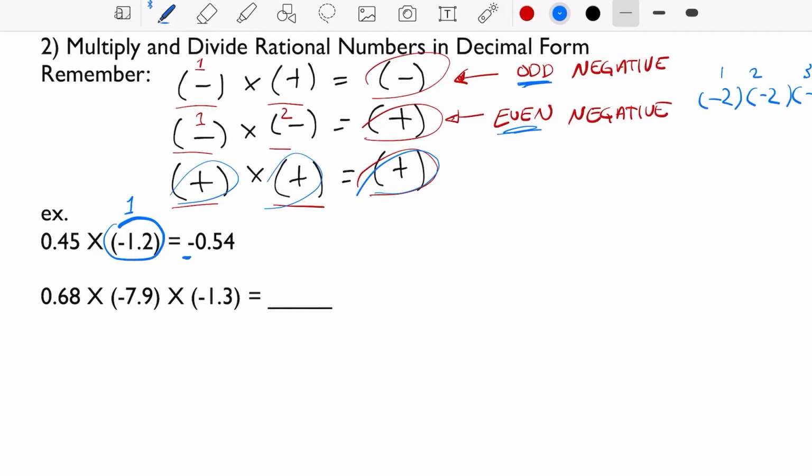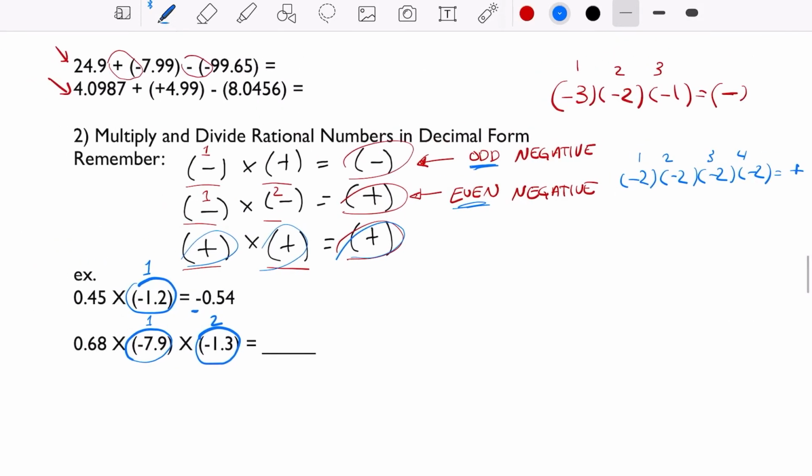In this case, before I even start, I'm going to look and see, okay, there's a negative number here, and there's a negative number here. So there's 2 negatives. Looking back up at our rules, whenever there's 2 negatives or an even amount of negatives in the question, the answer is going to be a positive number.